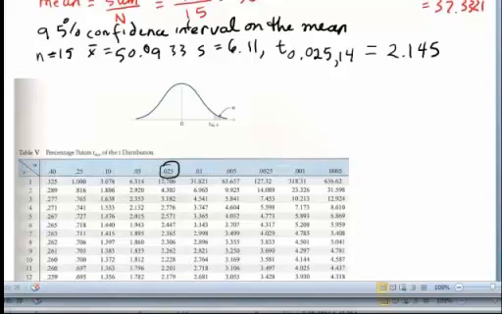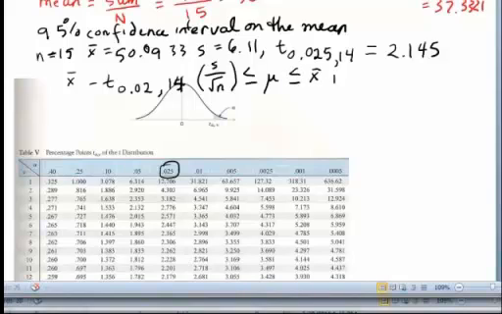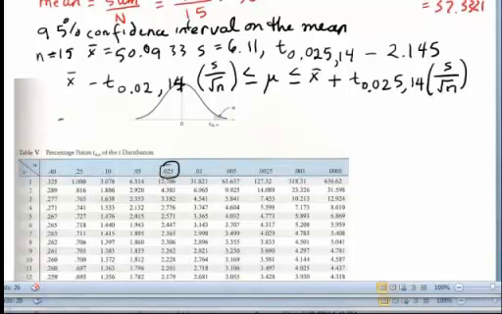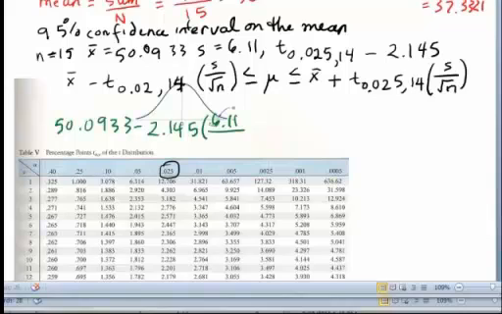And now we can say that x bar minus t of 0.025, 14, s over square root of n is less than or equal to mu, is less than or equal to x bar plus t of 0.025, 14, s over square root of n. And now plugging in actual numbers, we'll plug in green. We've got 50.0933 minus 2.145 times 6.11 over square root of 15 is less than or equal to mu.